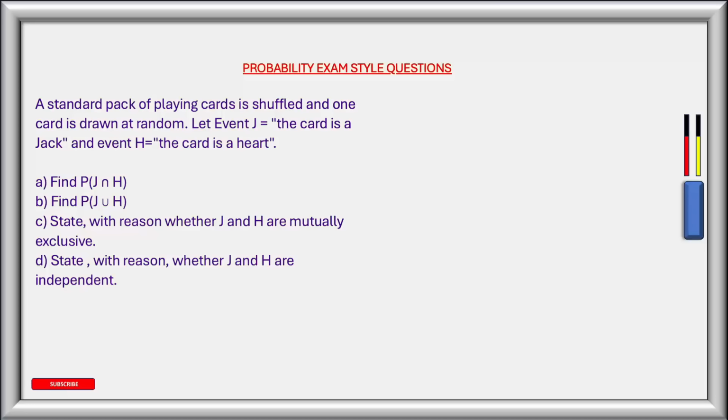In this video, we're going to look at a series of exam-style probability questions, and I'll show you the exact step-by-step methods to solving them.